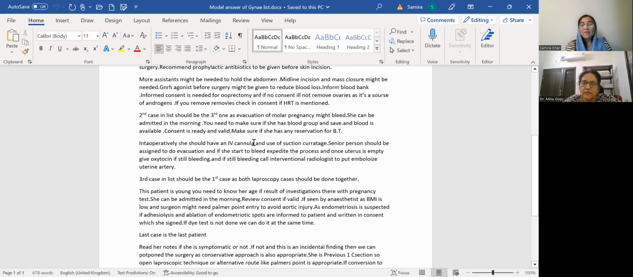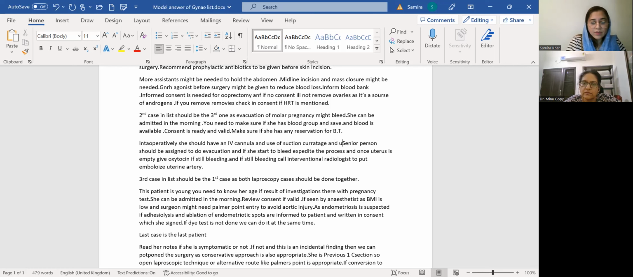Intraoperatively, she should have an IV cannula. This patient should have an IV cannula because she has risk of bleeding, use of suction curettage, and under ultrasound guidance. I don't know if I mentioned if it needs to be done by a senior.